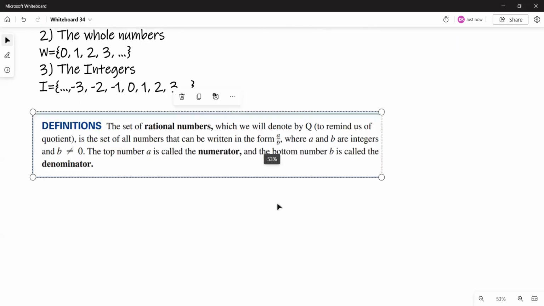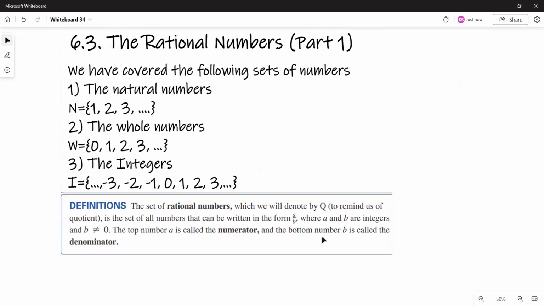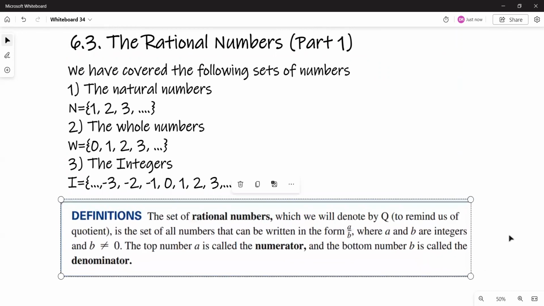Now it's going to be difficult to list the elements one by one. We can write them in set builder notation, but I'm just going to read the definition. The set of rational numbers, which we will denote by Q, to remind us of quotient, is the set of all numbers that can be written in the form A over B, where A and B are integers and B does not equal 0. The top number A is called the numerator and the bottom number B is called the denominator.